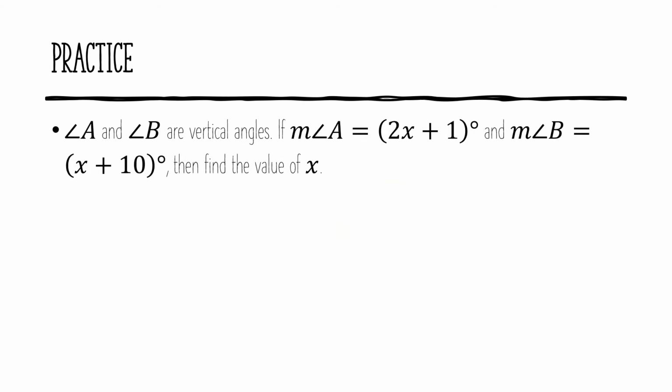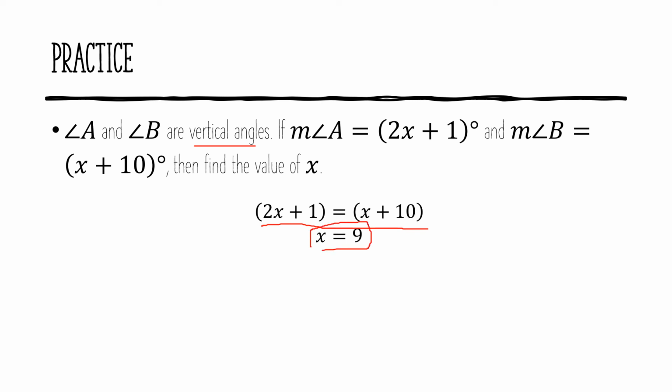Alright, let's try one more example. In this case, A and B are actually vertical angles. So when two angles are vertical, I'm going to set the two equations equal to each other rather than adding them and setting equal to 90 or 180. So let's see it worked out. This was only a two-step equation here, but setting up, it would be 2x plus 1 equals x plus 10. Then if I subtract 1 from 10 and subtract x from 2x, I get x equals 9.